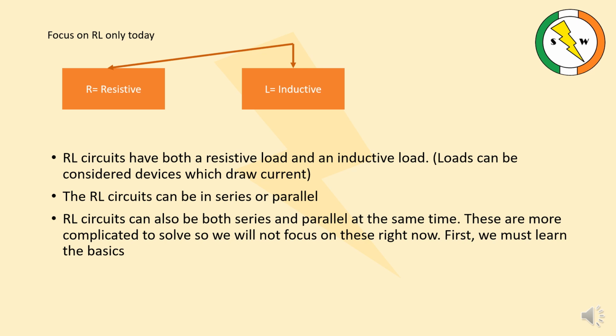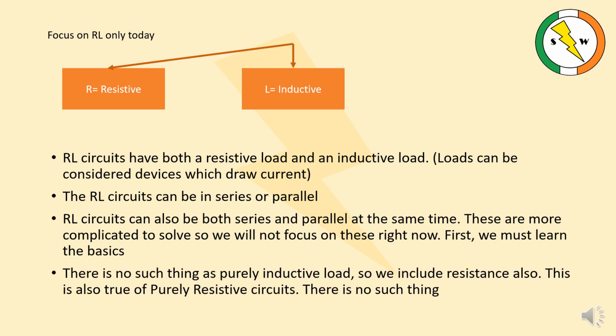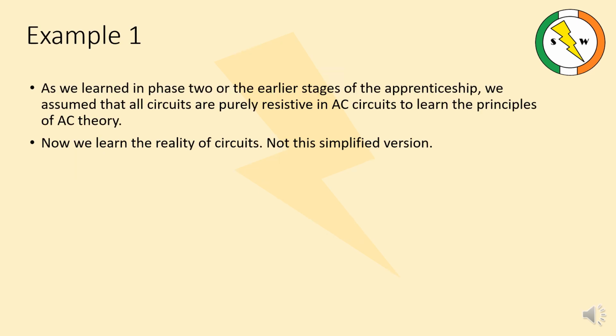There is no such thing as purely inductive load, so we include resistance also. This is also true of purely resistive circuits. For example, as we learned in Phase 2 or the earlier stages of the apprenticeship, we assumed that all circuits are purely resistive in AC circuits, in order to learn the principles of AC theory. Now we will learn the reality of AC circuits. Not simplified like in Phase 2.